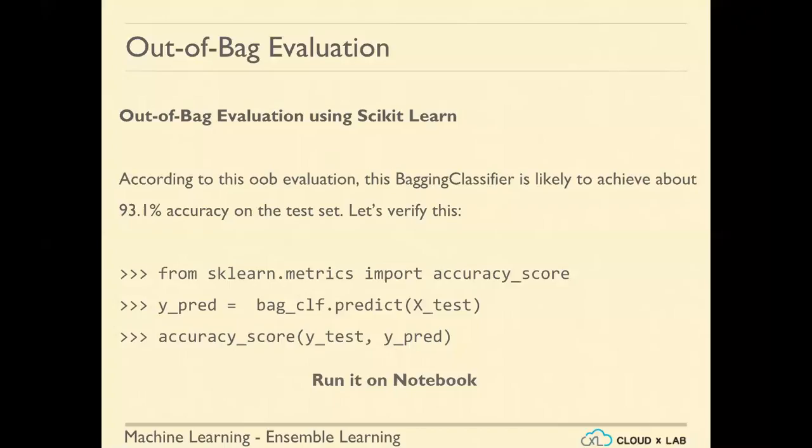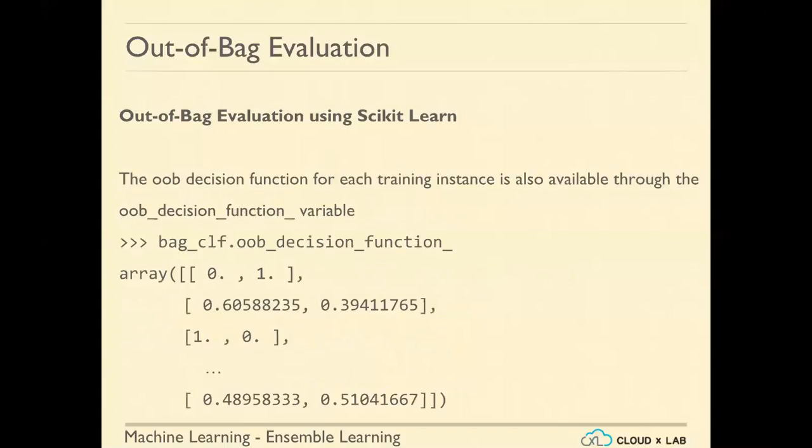All right. Now, this is the part we did. Now, the OOB decision function for each training instance is also available through the oob_decision_function_ variable, underscore at the end. Here you can see the OOB decision function, and what it is showing is the result for each of the values.